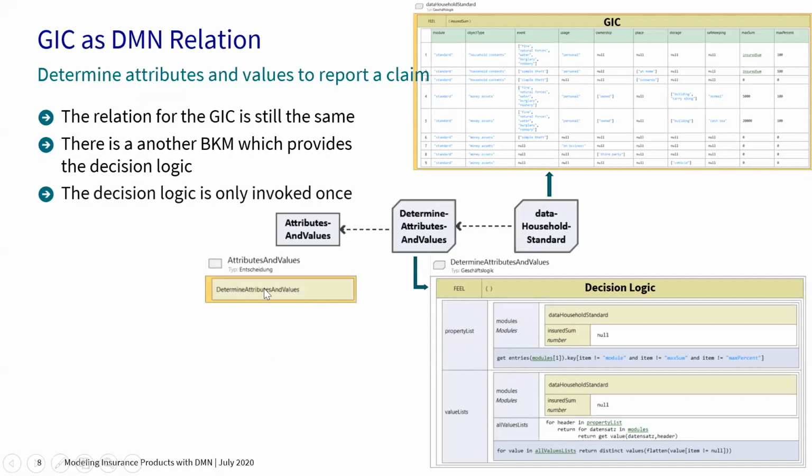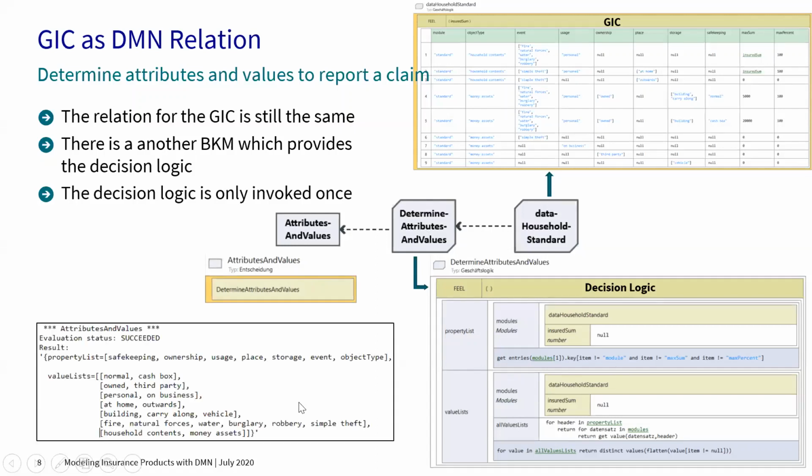And again, there is a decision which invokes the business knowledge model containing the logic. If we simulate the decision, the result has two lists. First, a property list containing the properties, and second, a value list containing the possible data for each property.